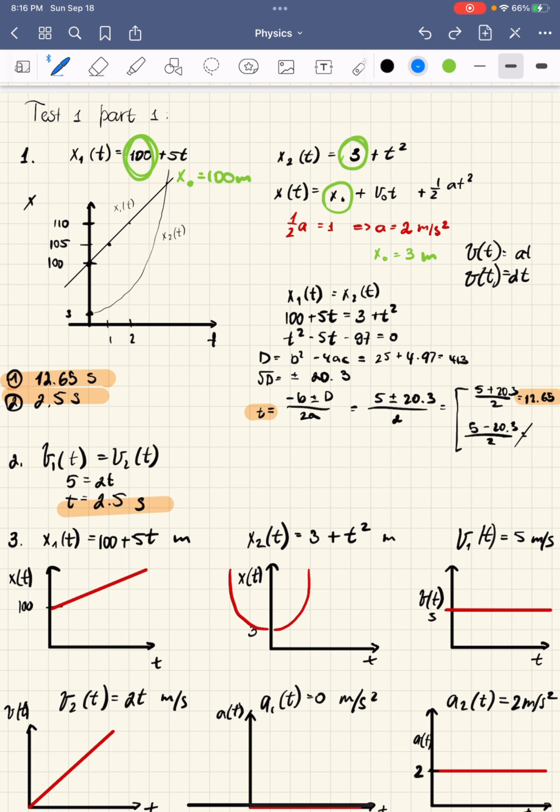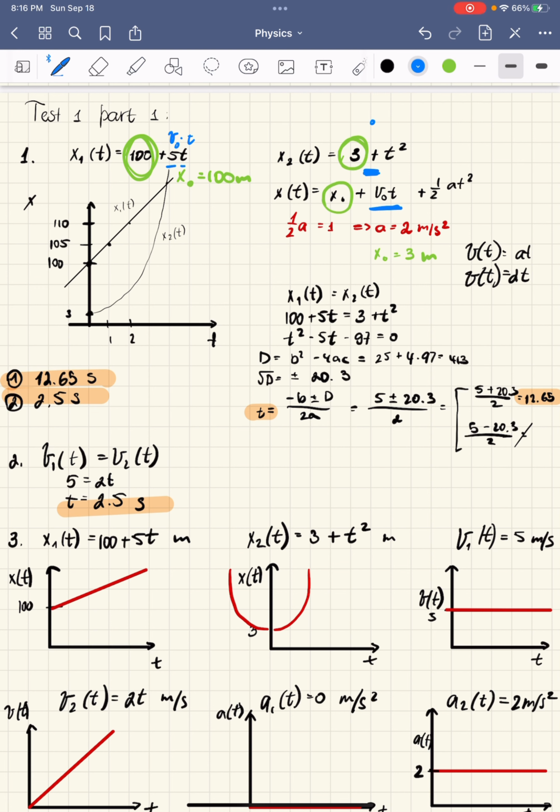So the initial velocity for object number 1 will be 5, since v0 times t, here we can see this v0, which is 5 times t. And here we don't have it. So we don't have the initial velocity. It means that it equals 0, because if we have this, then we'll have 0 meters per second times t, and it's going to give us 0. If we multiply 0 by any number, we still get 0.